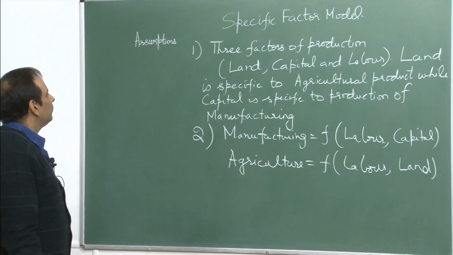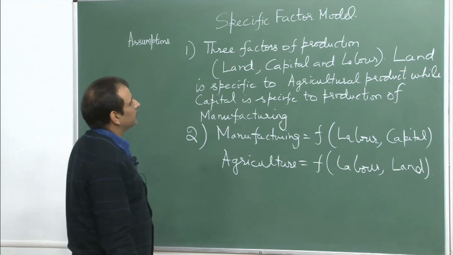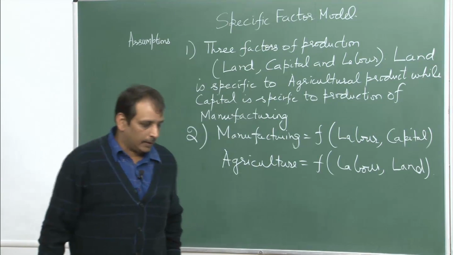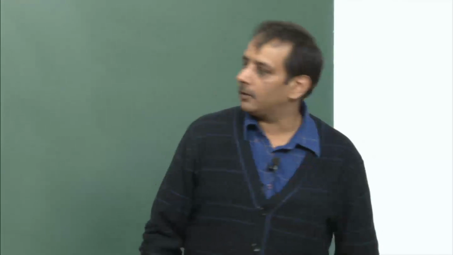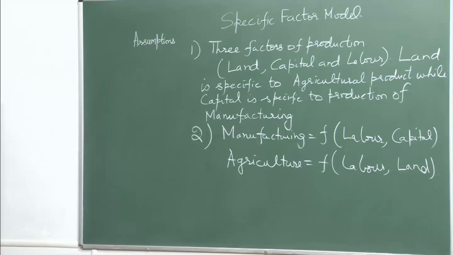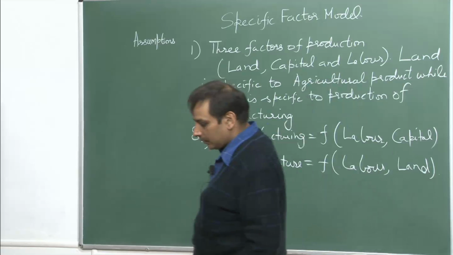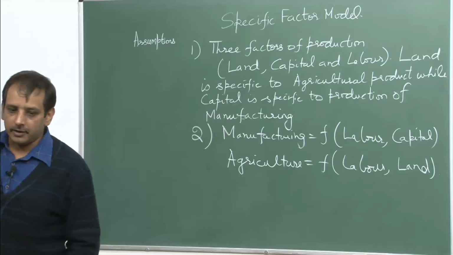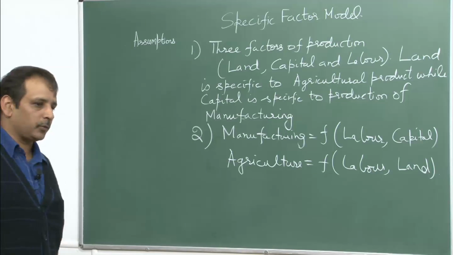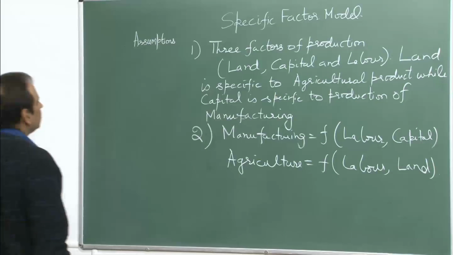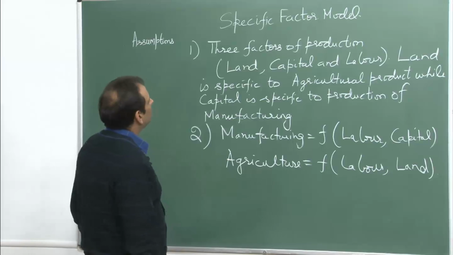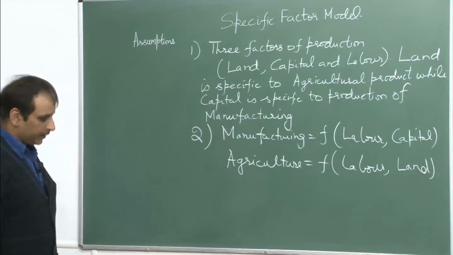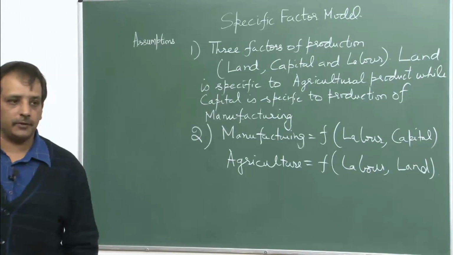Good afternoon. Today we are going to discuss the specific factor model, and this model accounts for how trade has an impact on the income distribution. So trade brings unequal returns to the factors of production, and this will be quite clear once we discuss the main results of the specific factor model.